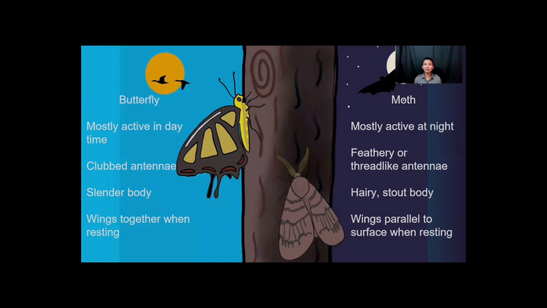Butterflies have a slender, slim body. Moths, on the other hand, have thicker and hairy bodies. Butterflies hold their wings together above their back when they are resting. Moths, on the other hand, keep their wings flat, parallel along the surface on which they are resting. I hope these easy differences, these easy points will help you differentiate between butterflies and moths easily when you're in the field.